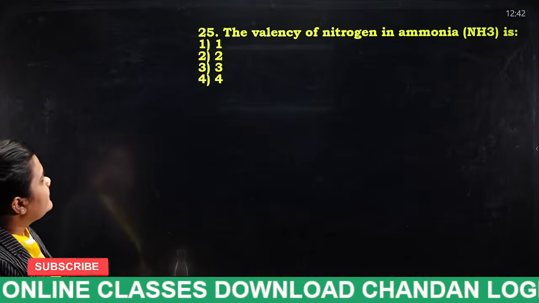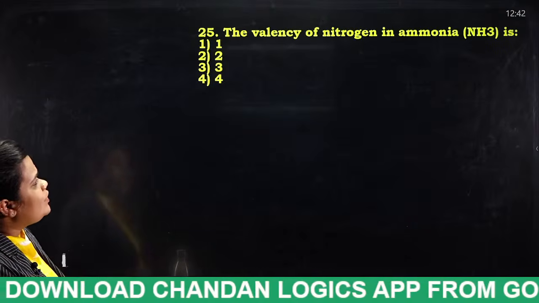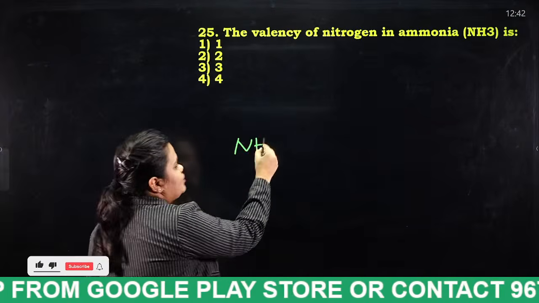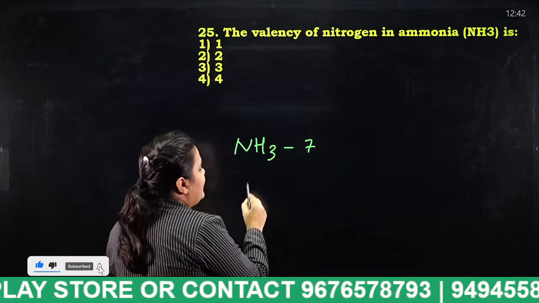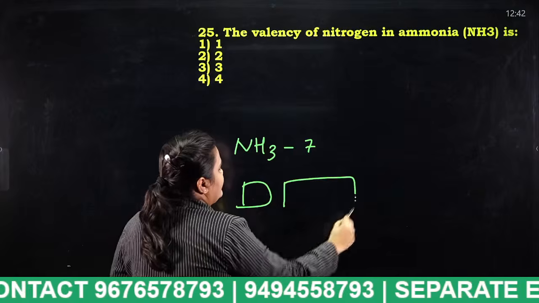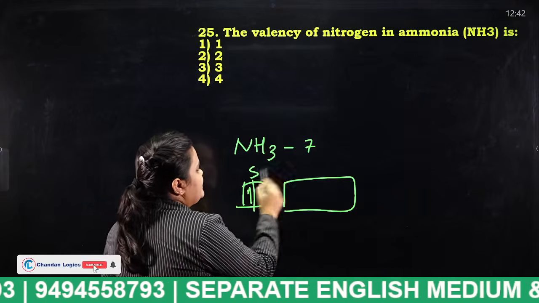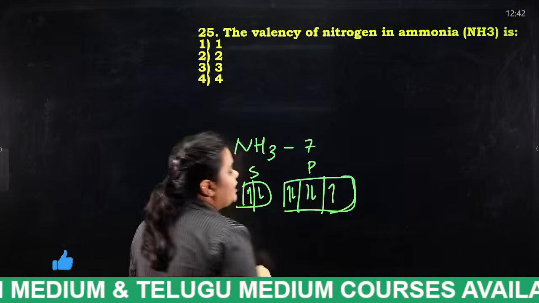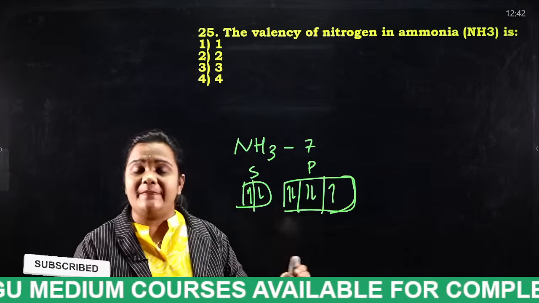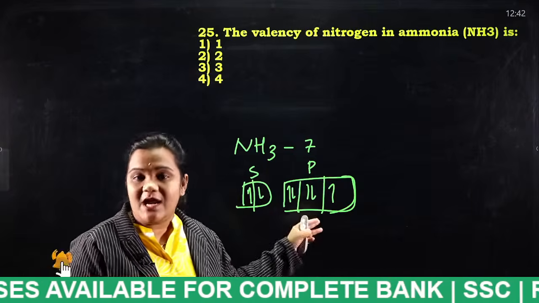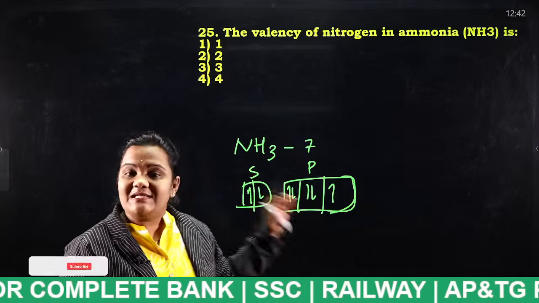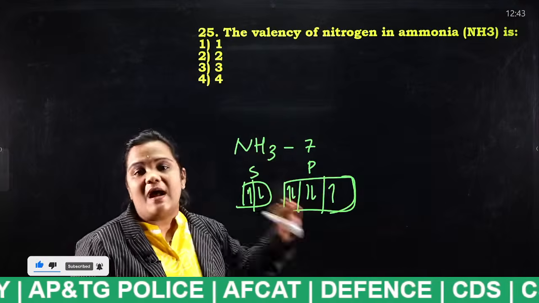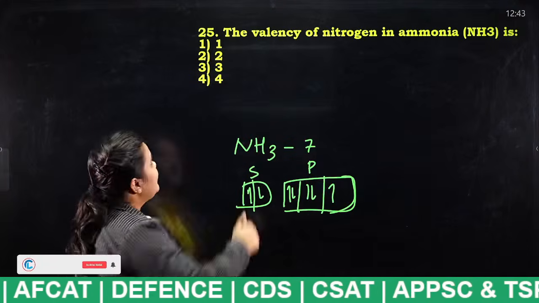Next. The valency of nitrogen in ammonia is 1, 2, 3, 4. So, what is the atomic number of nitrogen actually? 7. It is filled in, okay, this is S, this is P, right? Okay, in order to become stable, what happens? It must share its 3 electrons with another one. So that is the purpose. It is sharing its 3 electrons with hydrogen, and that becomes ammonia. So what is the answer for this question? Yes.